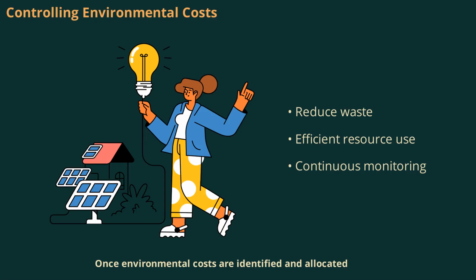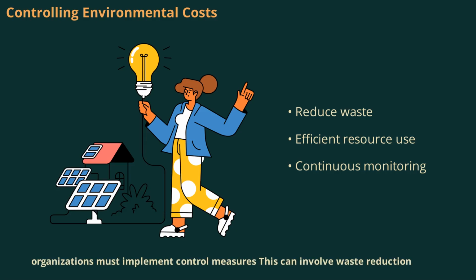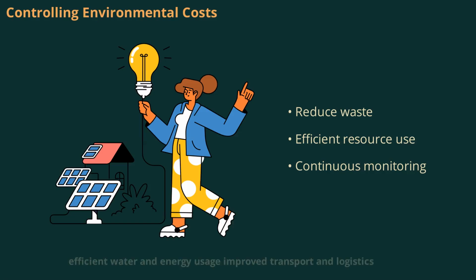Once environmental costs are identified and allocated, organizations must implement control measures. This can involve waste reduction, efficient water and energy usage, improved transport and logistics, and better management of consumables. Techniques like total quality management, TQM, and continuous monitoring help organizations achieve environmental objectives such as zero waste or zero pollution, while also reducing costs and improving stakeholder relations.